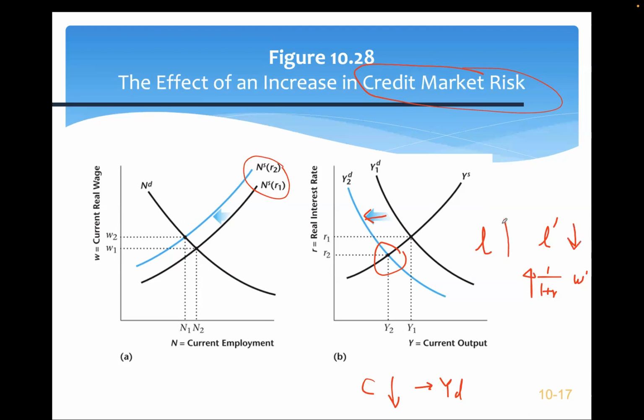So today's leisure is going to increase, but today's leisure increasing implies today's labor supply is going to fall, right? So you can see the wage is going to increase, labor supply is going to decrease. So at the end, it's going to have a negative impact on the aggregate supply. To summarize, this credit market risk increase is going to lead both aggregate demand and aggregate supply to fall, meaning GDP is going to fall.